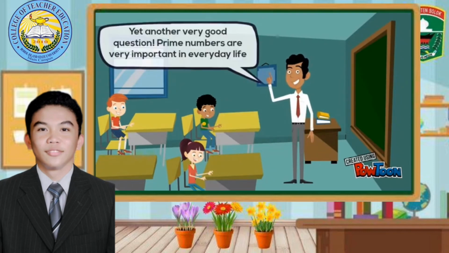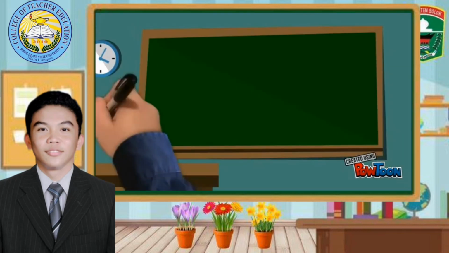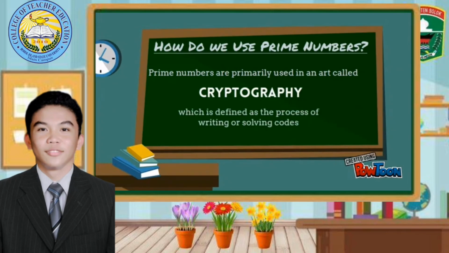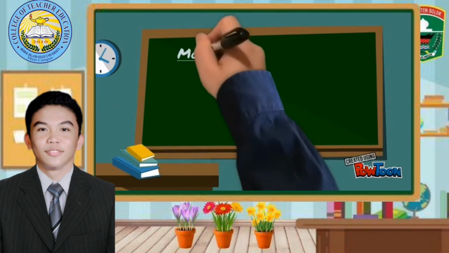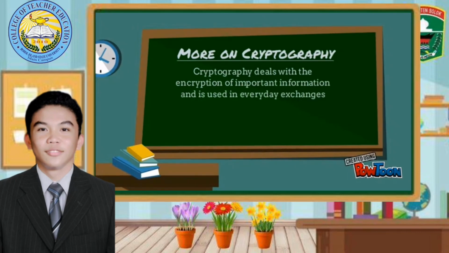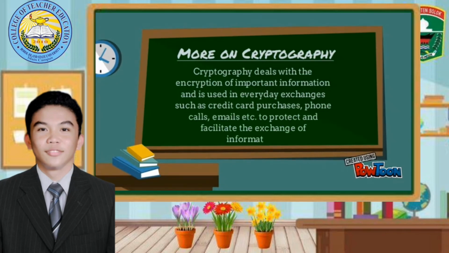Yet another very good question. Prime numbers are very important in everyday life. How do we use prime numbers? Prime numbers are primarily used in an art called cryptography, which is defined as the process of writing or solving codes. Cryptography deals with the encryption of important information and is used in everyday exchanges such as credit card purchases, phone calls, emails, and etc. to protect and facilitate the exchange of information.